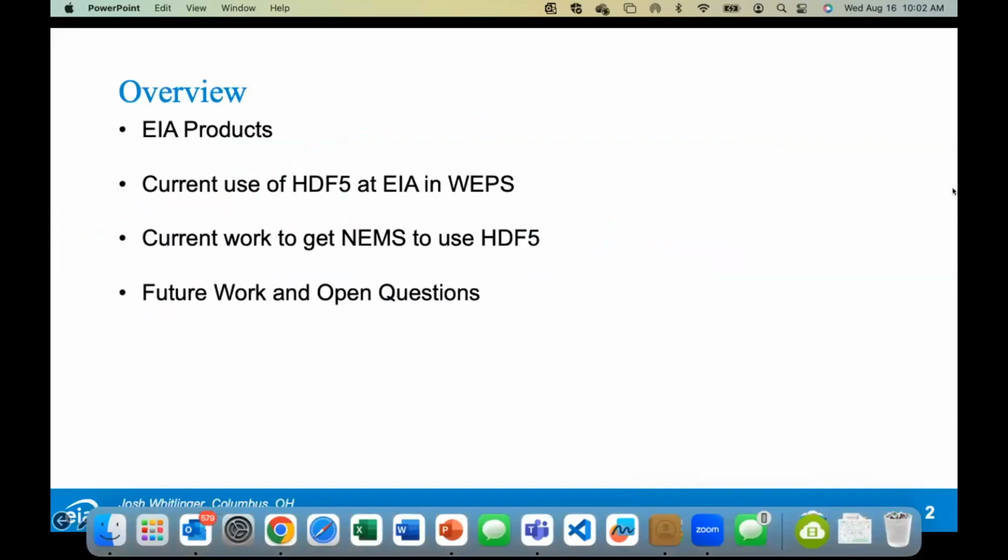So first of all, while I try to get my screen on this, I want to show up. There we are. We'll go over a little bit of an overview of the EIA products that the Energy Information Administration puts out. We'll talk about the current use of HDF5 here at EIA. So the current work going on to put that into our National Energy Modeling System, and future work and open questions that we have currently.